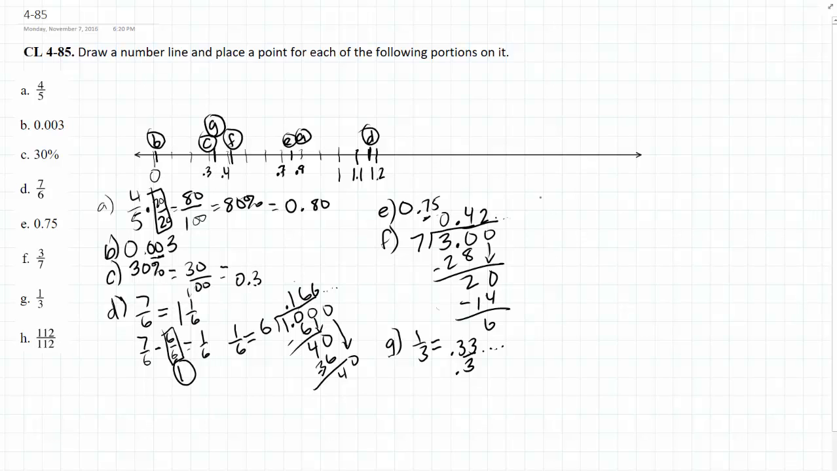Finally, H. Hopefully we recognize this by now: the numerator and denominator are the exact same thing. Again, that's the giant 1 if we want to think about that. So if it's a giant 1, that's just going to equal 1. So H should go right here. Okay, so we drew a number line and placed a point for each of the following portions on it.